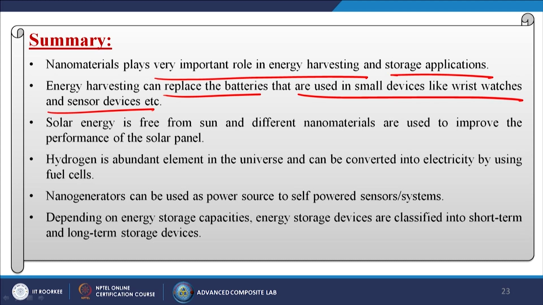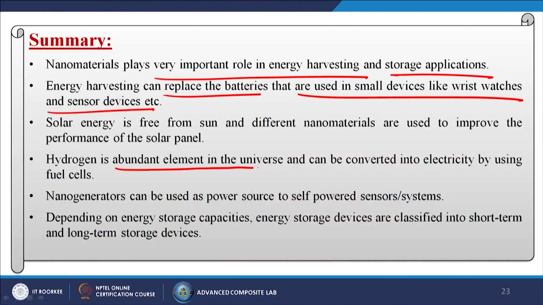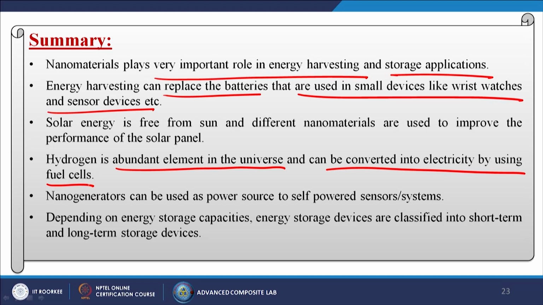Solar energy is free from the sun, and different nanomaterials are used to improve the performance of the solar panel. Hydrogen is an abundant element in the universe and can be converted into electricity by using fuel cells. Nanogenerators can be used as a power source for self-powered sensors or systems. Depending on energy storage capacity, energy storage devices are classified into short term and long term storage devices, for a short span of time or a long span of time.